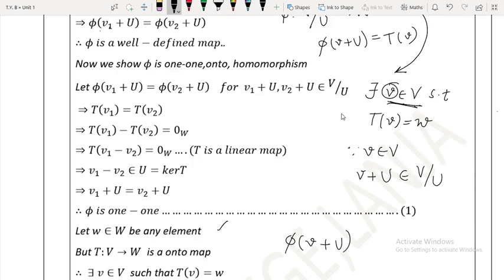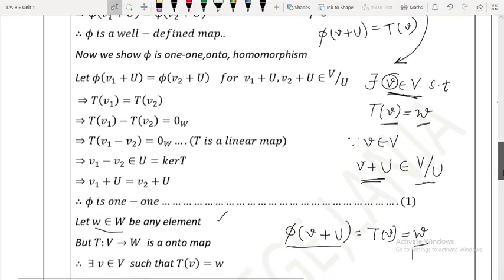Now let us try to find phi of v plus U. According to the definition of phi, phi of v plus U is T of v, right? But T of v is nothing but w. So that is what we wanted to do. For any w belonging to W, we are able to find v plus U belonging to V mod U such that phi of v plus U is equal to w, and therefore phi is onto.